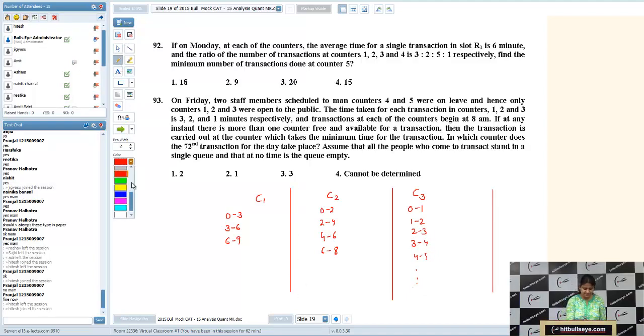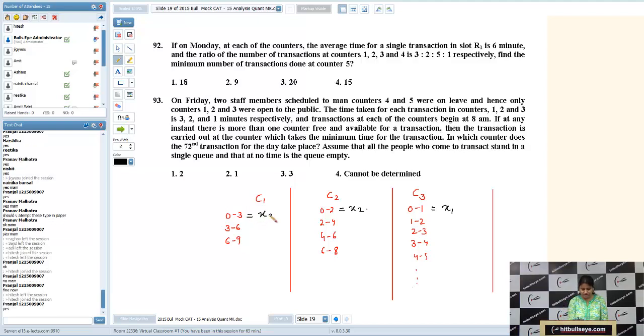Now coming back to the question, it says transactions at each of the counters begin at 8 a.m. If at any instant there is more than one counter free and available for a transaction, then the transaction is carried out at the counter which takes the minimum time. This was an important line. Say the first transaction is X1. X1 will be at counter number 3 because for counter number 3 the time is minimum. For transaction number 2, since counter number 3 is busy, it will be at counter number 2. Transaction number 3 will be at counter number 1.